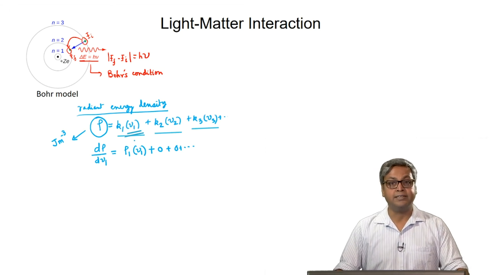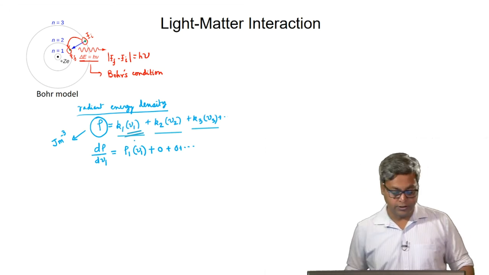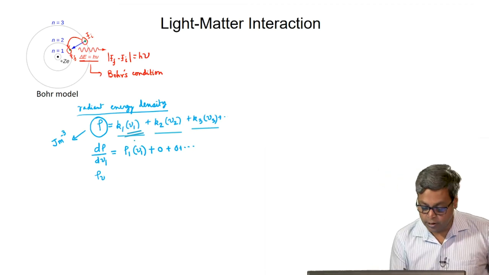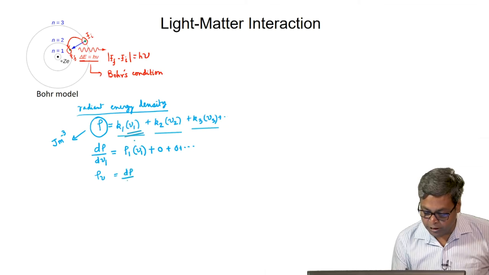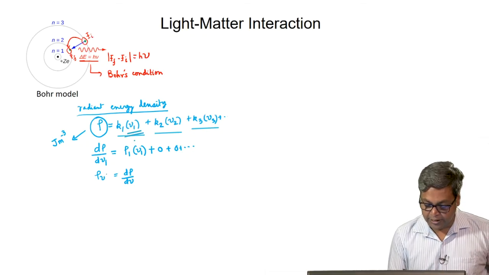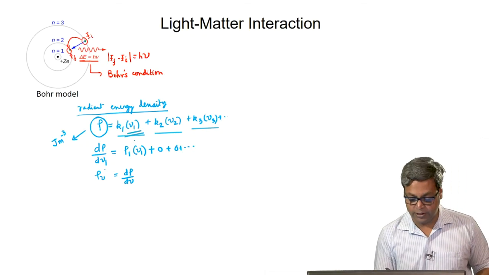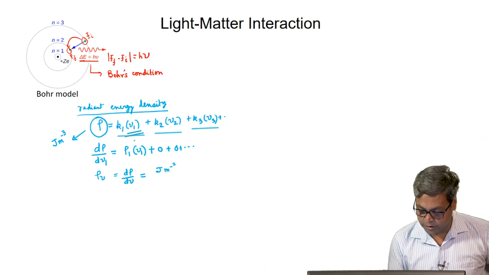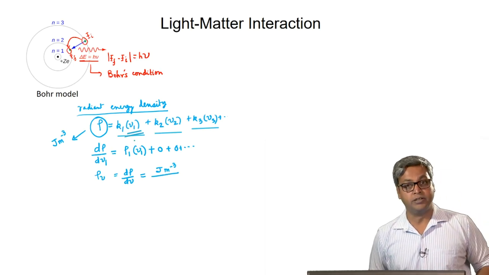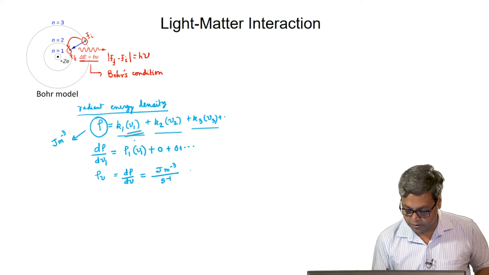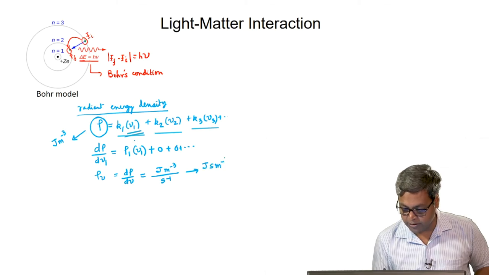Thus, radiant energy density at a certain frequency, let us say rho nu, can be denoted by d rho d nu, and the unit of this radiant energy density at a particular frequency is the unit of rho, that is joules per meter cubed, divided by the unit of frequency, that is the second inverse. So, the unit becomes joule second meter to the power minus 3.